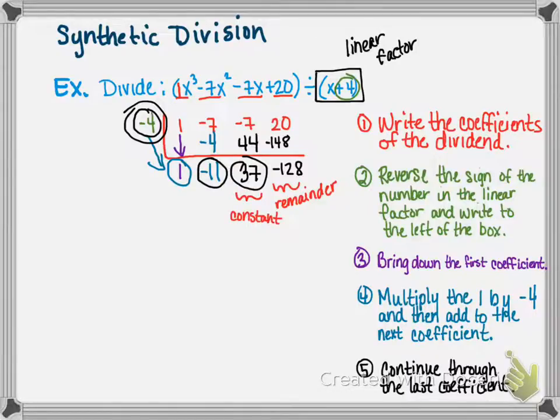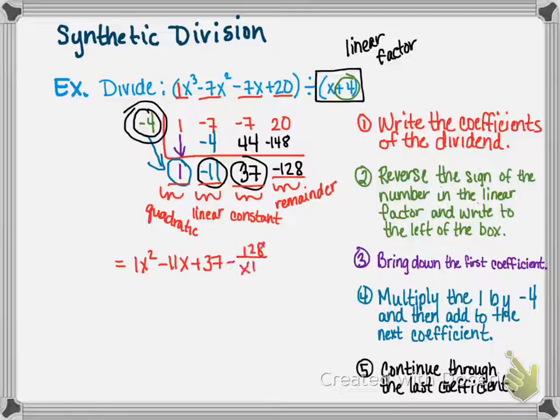37 is the constant, the -11 is the linear term, and the 1 is the quadratic term. So our answer, or our quotient for this problem, is 1x squared minus 11x plus 37, and then using the remainder, minus 128 over x plus 4. And x plus 4 is the linear factor that we were dividing by in the original problem.